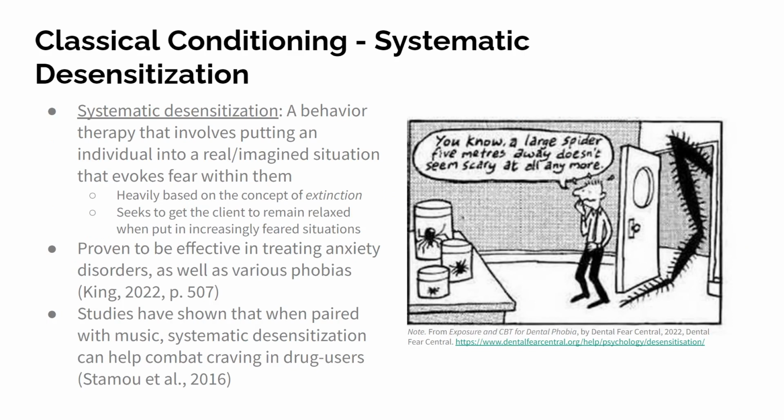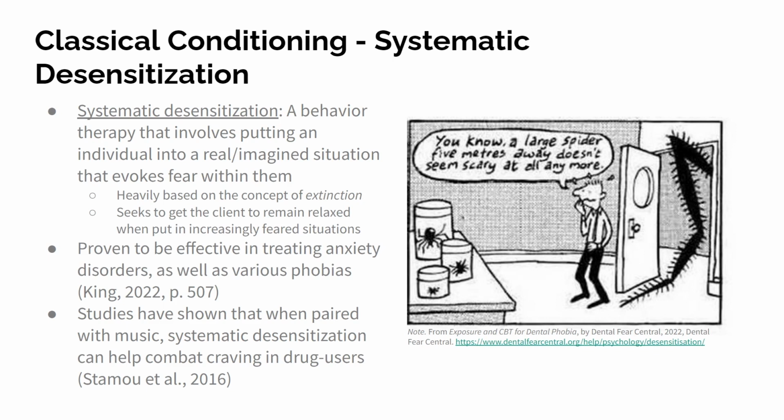Classical conditioning: systematic desensitization. The first classical conditioning-based behavior therapy we are going to look at is systematic desensitization. Systematic desensitization is a behavior therapy that involves putting a person through a real or imagined situation that is supposed to evoke fear within them. This method is based on the idea of extinction, specifically extinguishing the fear response to certain fearful stimuli. It aims to get the client to remain relaxed when put in increasingly feared situations.